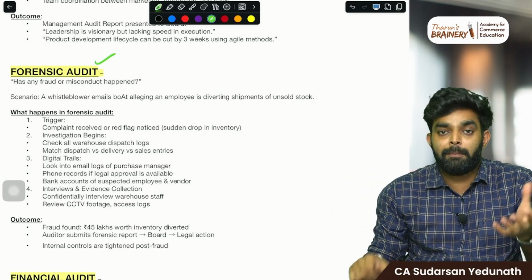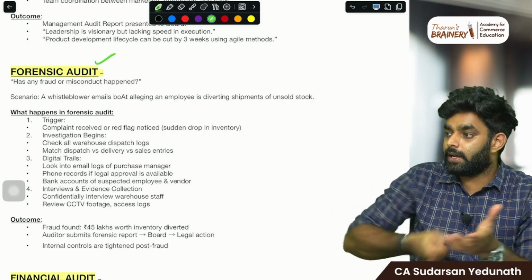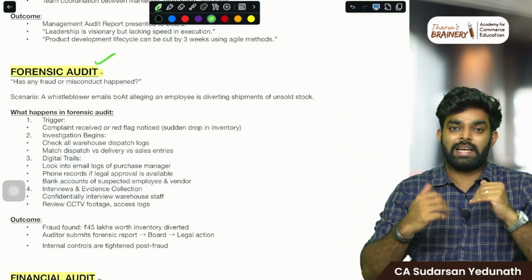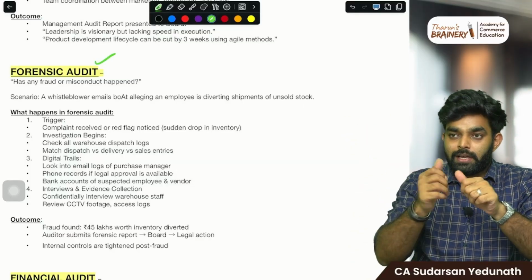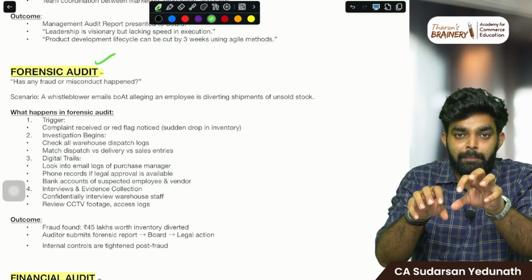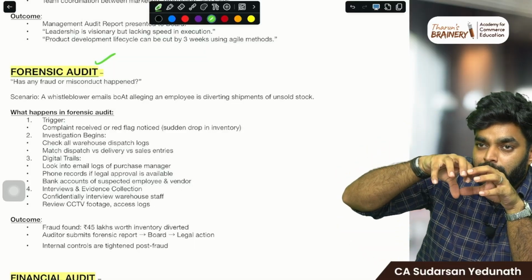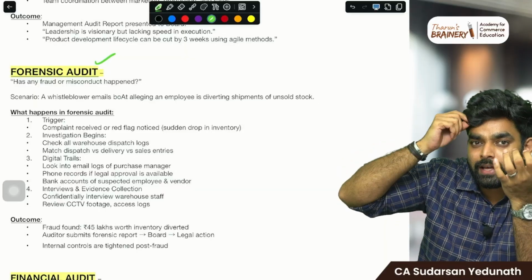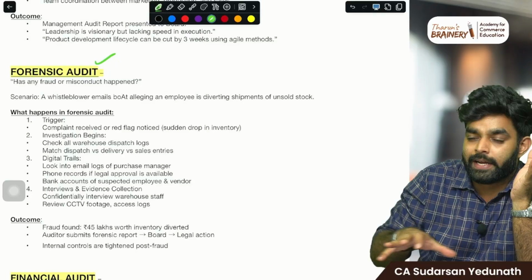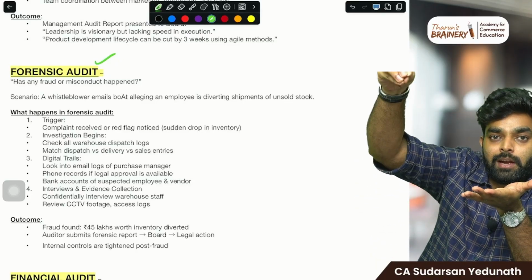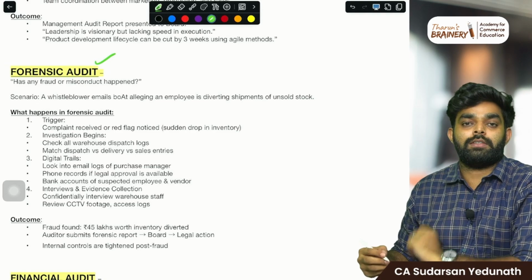If a murder happened, if one guy killed another guy, the forensic department will immediately come the next day to take fingerprints. What is forensic doing? One murder happened, they are observing and collecting all the evidence: fingerprints, DNA reports, hair strands, footprints, everything from the murder site to identify the culprit. Same thing in a forensic audit also.